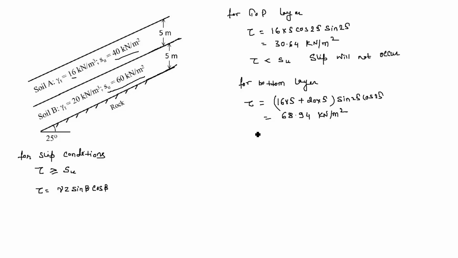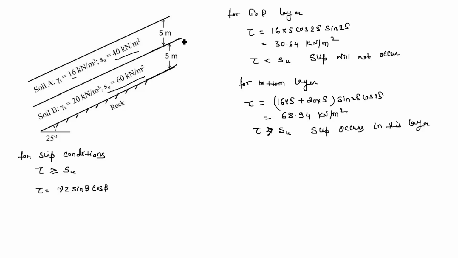So here the shear stress is greater than the shear strength. So we can say slip occurs in this layer. Now we are sure that the slip will occur in this layer only. So now we need to find the depth.